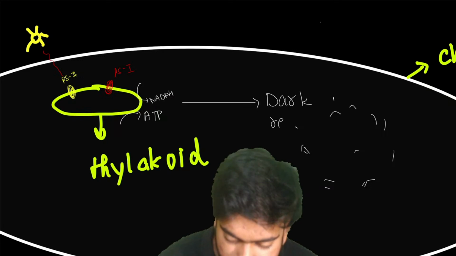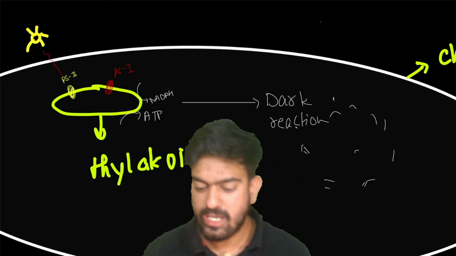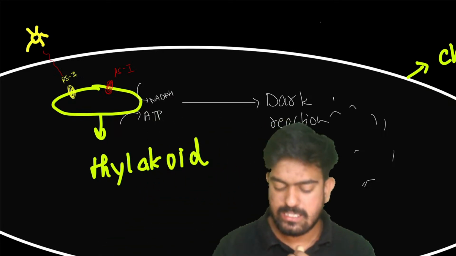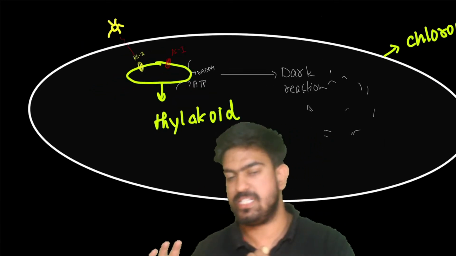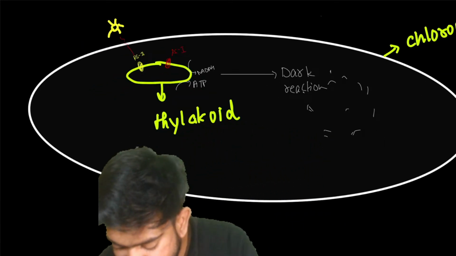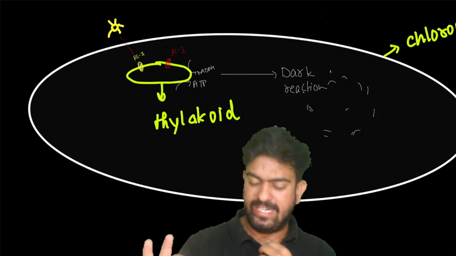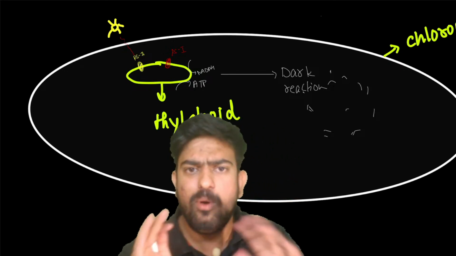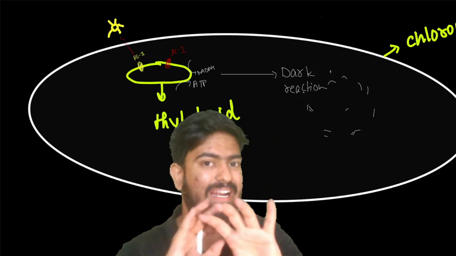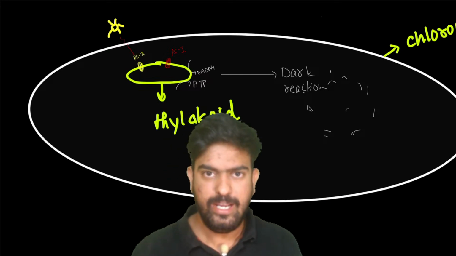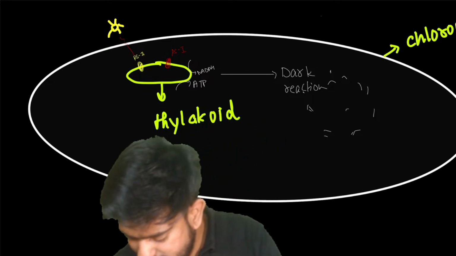Clear? Tell me, is this thing clear? If things are clear till here, I will start the Calvin cycle. Is this clear to everyone? Whoever has not attended the previous sessions, you are clear, a little bit, about what is going to happen? Okay? Clear to everyone?